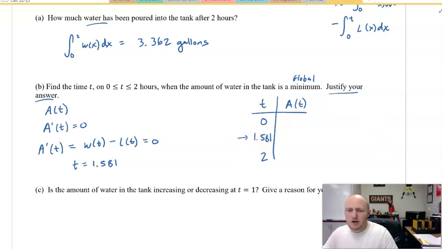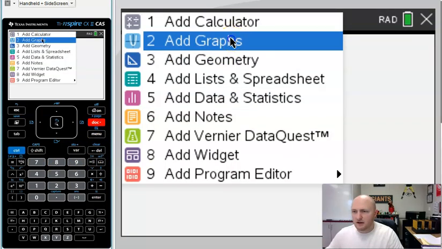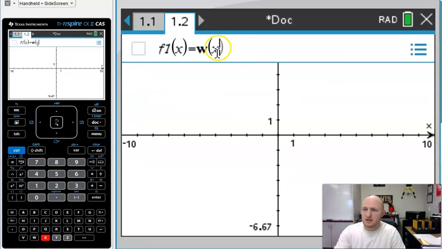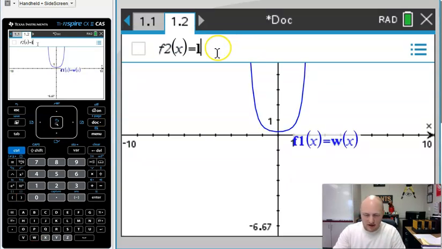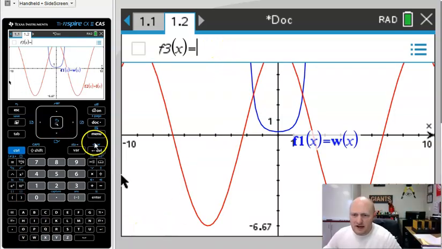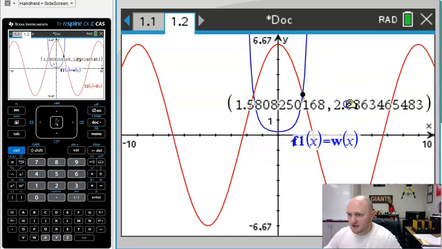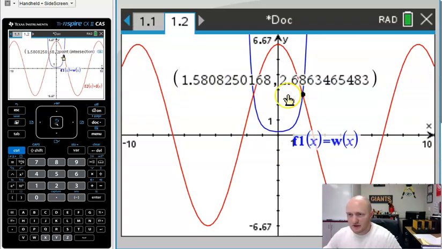There's my critical value. Another way to find this critical number, where the slope of the function for the amount of water in the tank is equal to 0, would be to go ahead and add a graph. We can easily graph W of x and L of x. And I can go menu, analyze, intersection, and show the intersection of those values. Okay, so 1.581.